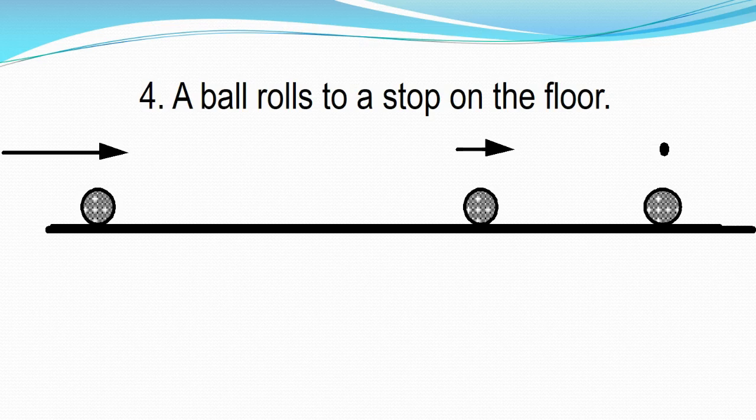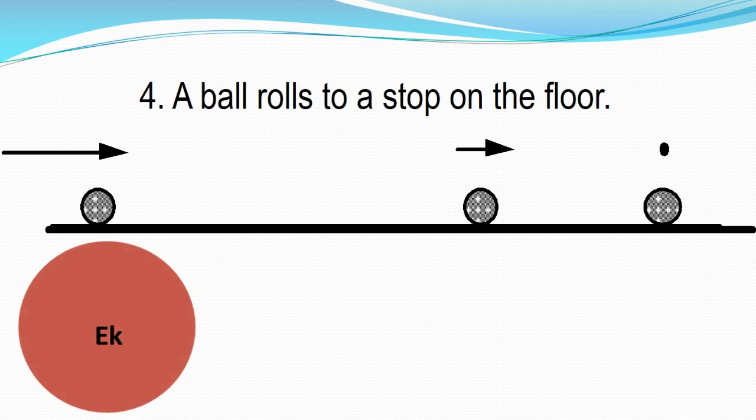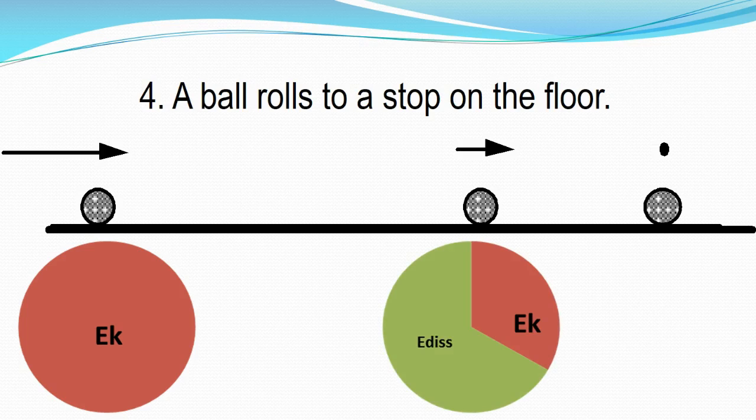Now we have a ball rolling. It's pushed, so at the very beginning, the only thing that it's doing is moving. All of its energy is kinetic. The faster it's moving, the more kinetic energy it has. It starts to slow down, so we have less kinetic energy. It slows down due to friction, so we have less kinetic energy because the rest of that kinetic energy dissipated.